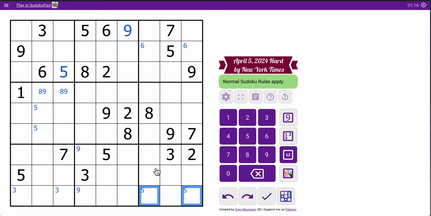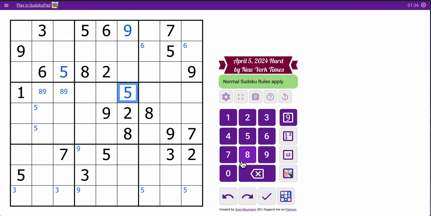Okay, by vertical scanning, 5 I've already done. 9, 1, 3, 6, 7. In the leftmost three columns, I'm done. In the middle three columns, oh, this 5 and this 5. And that's a 5.